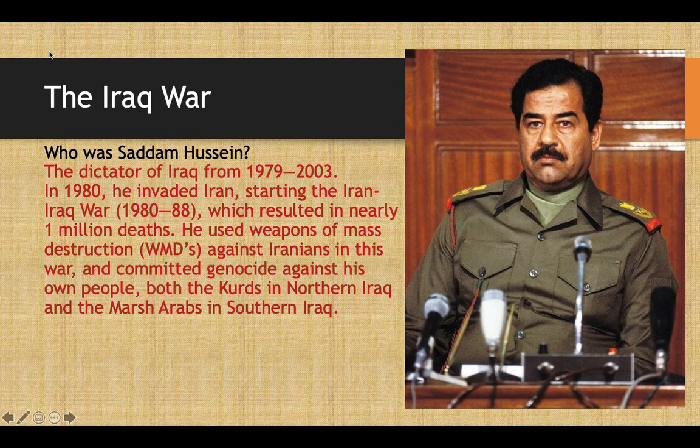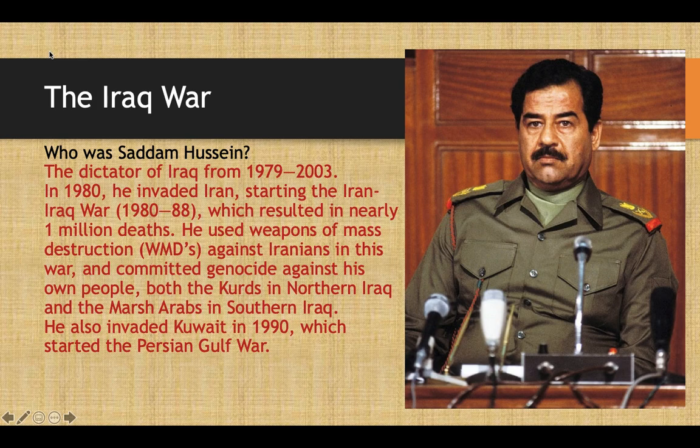There are 3 categories of WMDs: biological weapons, chemical weapons, and nuclear weapons. He used both biological and chemical weapons, and he was in the process of trying to develop a nuclear weapon. And he used these weapons against Iranians in this war, and also committed genocide against his own people during his time as dictator, both the Kurds in northern Iraq and also the Marsh Arabs in southern Iraq. Thousands upon thousands of his own people were murdered by his hand, in addition to this very destructive war being caused by his invasion of Iran.